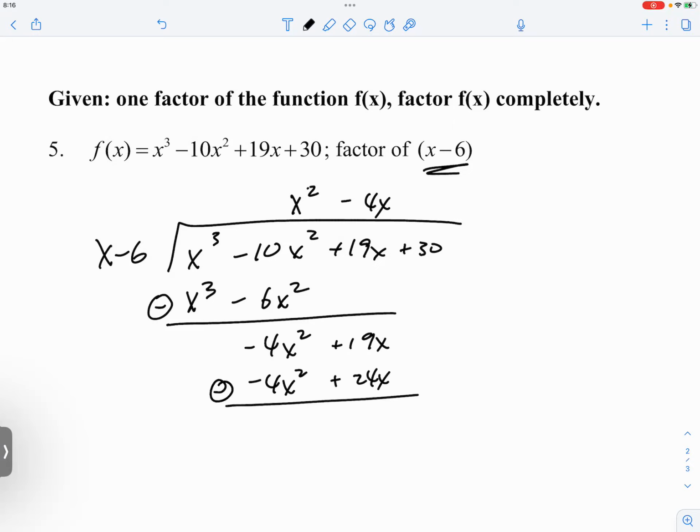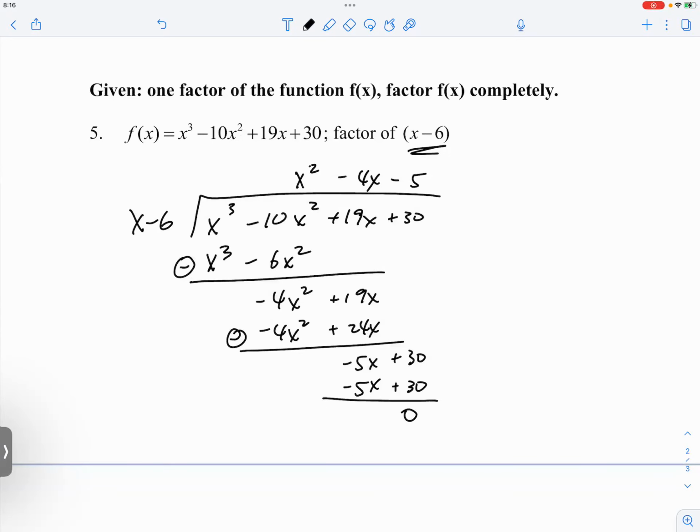All right, it's a subtraction. So you have negative 5x plus 30. And we'd say, well, that would need a negative 5 to cancel the negative 5x. And negative 5 times negative 6 would be positive 30. And that's, well, we expected that, right? The remainder to be 0. We expected it. So now we have this quotient, right?